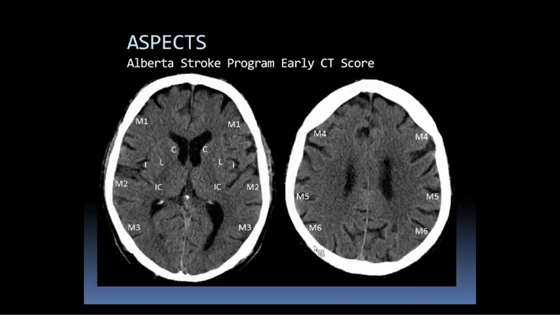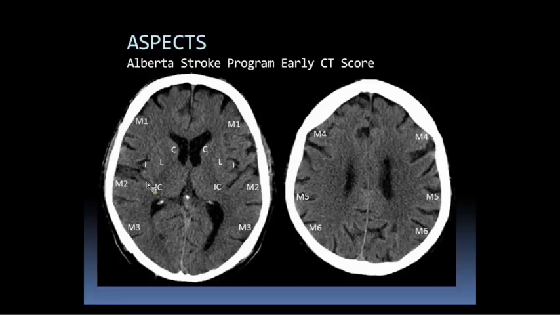With this scoring system, essentially you deduct a point for every zone involved. So a 10 is a perfect score. So 10 is a normal head CT. Just like the case we saw before, if they just have an insular ribbon sign, then that's a 9. If they have involvement of the caudate, lentiform, and insula, then that becomes a 7 because you deduct 3.